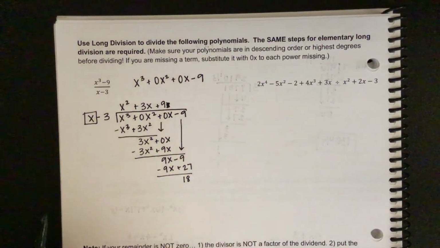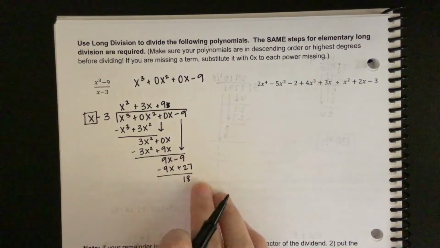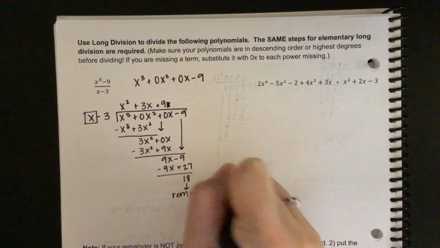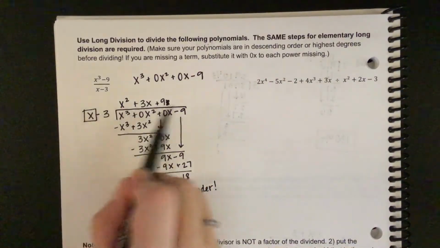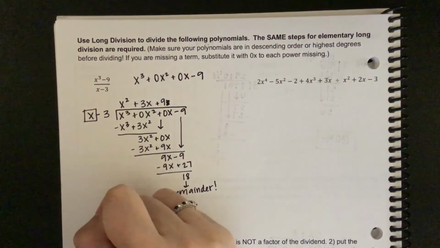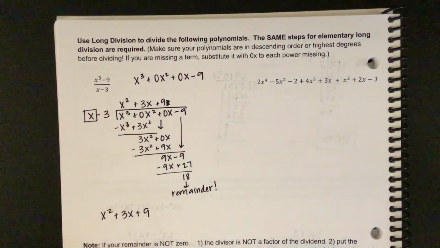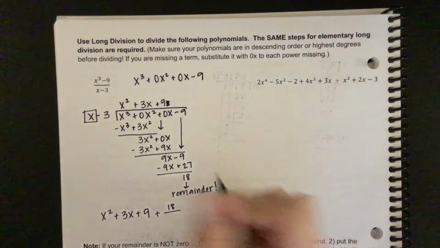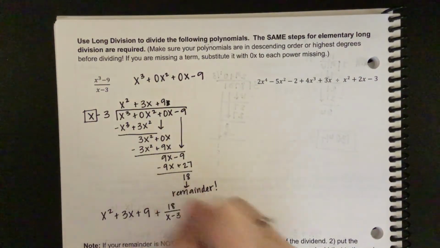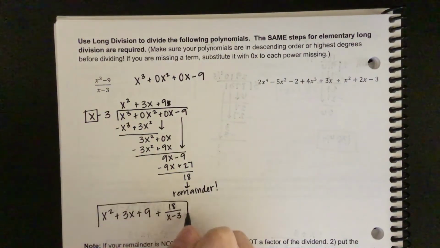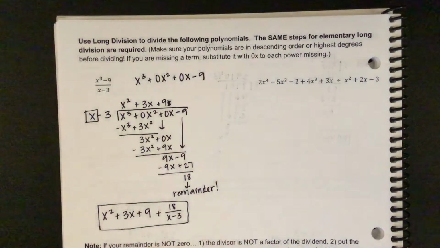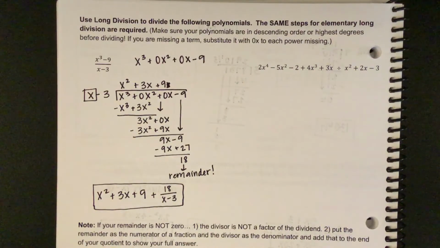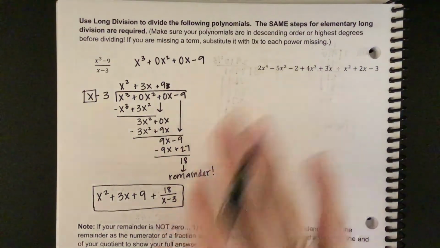X doesn't go into 18. So here, we're going to have a remainder of 18. Now, when we write this as our answer, so x squared plus 3x plus 9. And remember, if we ever have a remainder, we put that over our divisor. So that's plus 18 over what we divided by, which was x minus 3. Okay, so there's an example of one with a remainder. This is, spoiler alert, going to also have a remainder.